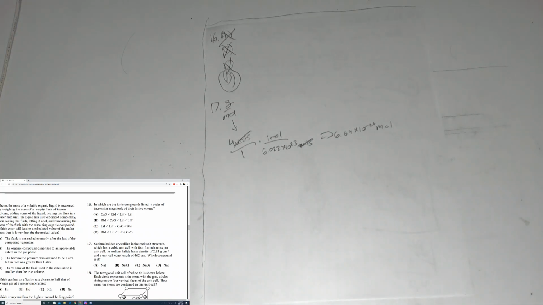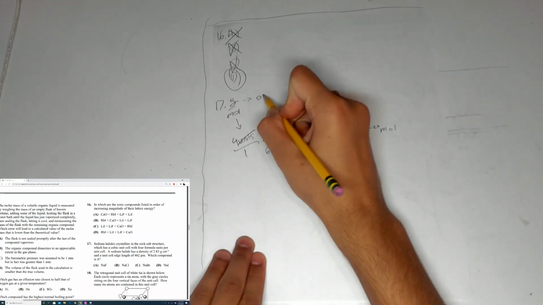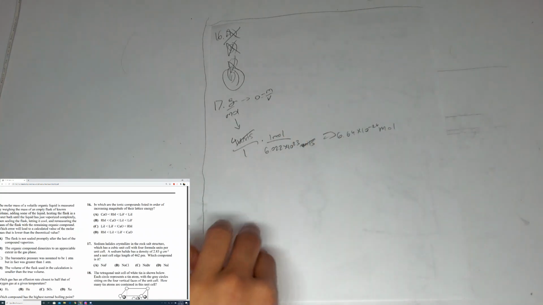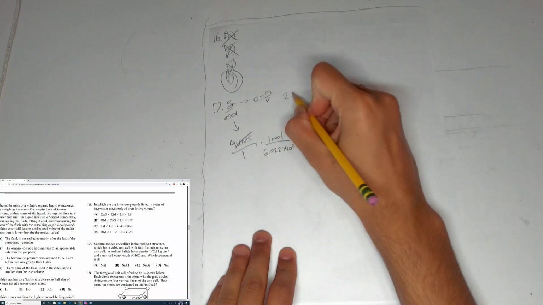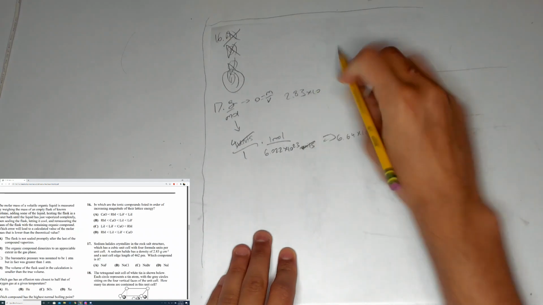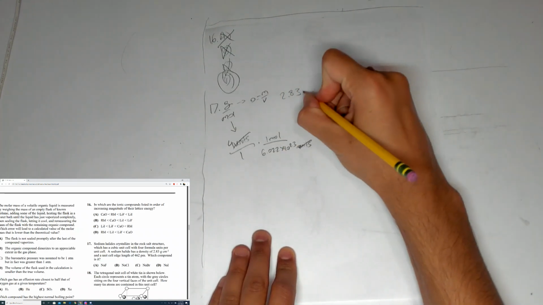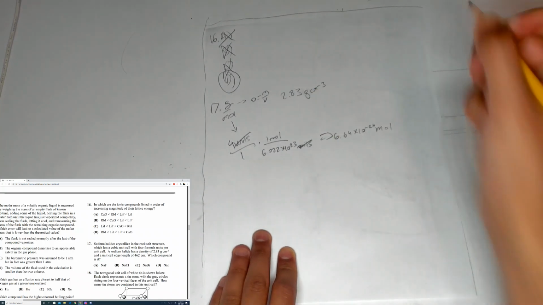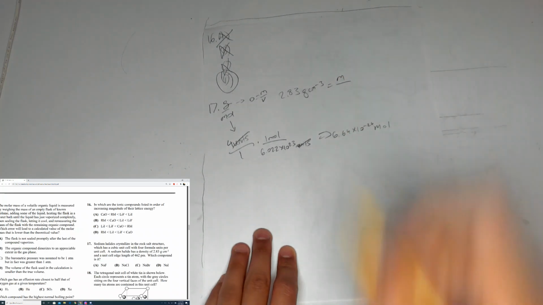Now you've found the moles. Now you find the grams. You use the density, and density equals D equals mass over volume. Now you have the density, and you have the volume, so you can use this to find the mass. Your density is 2.83 grams per centimeter cubed. Now using this we'll find M.